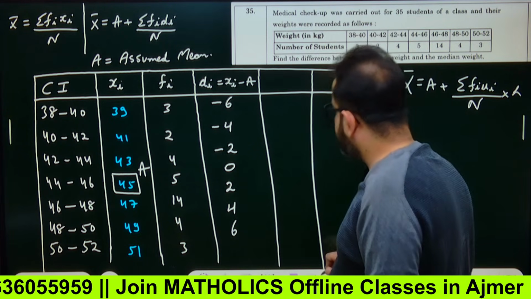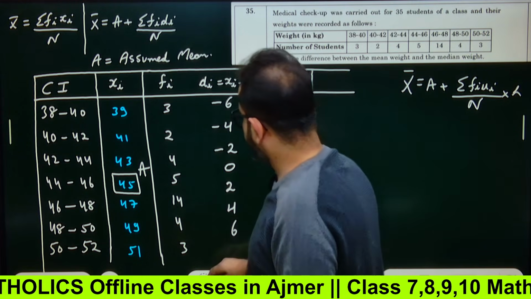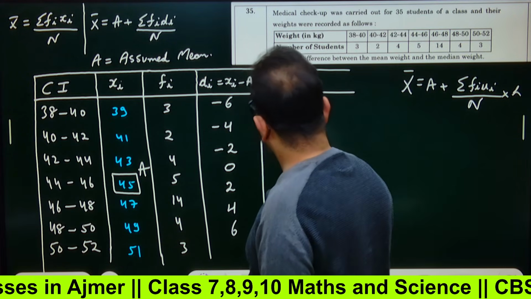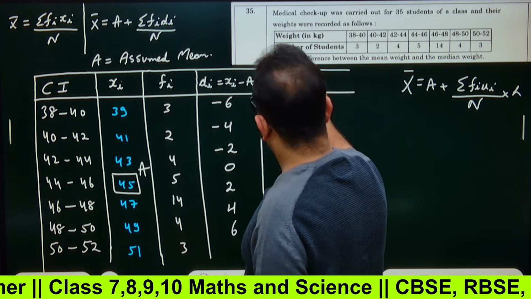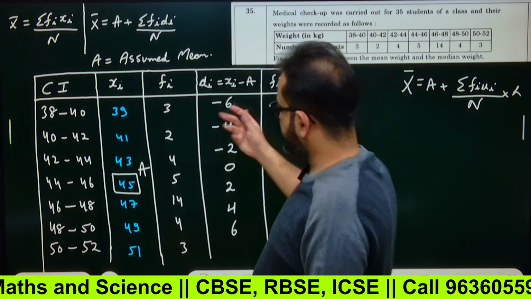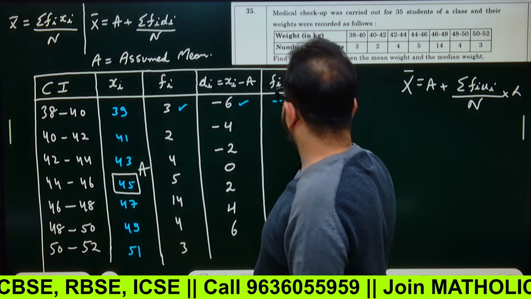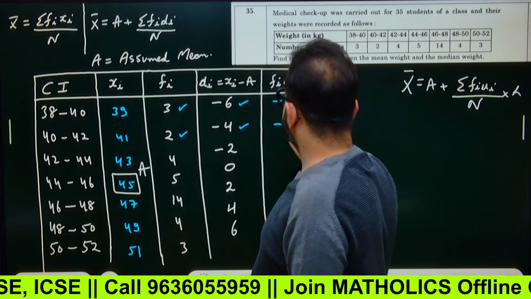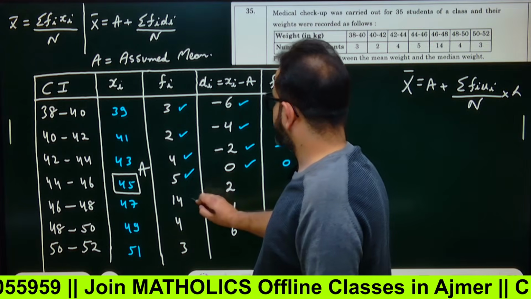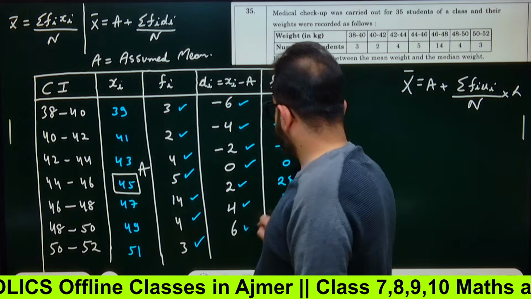Okay. Now we'll use fidi. So how to write the values for fidi? Now write the values fidi. Fidi means frequency multiplied by this di. 3 into minus 6, it will be minus 18. 2 into minus 4, it will be minus 8. 4 into minus 2, it will be minus 8. 5 into 0, it will be 0. 14 into 2, it will be 28. 4 into 4, it will be 16. 3 into 6, it will be 18.